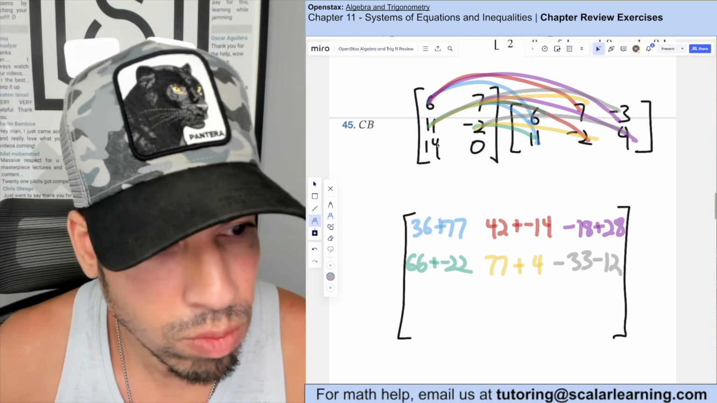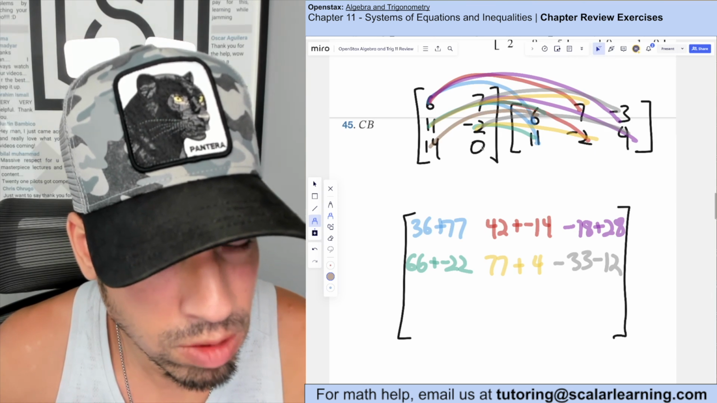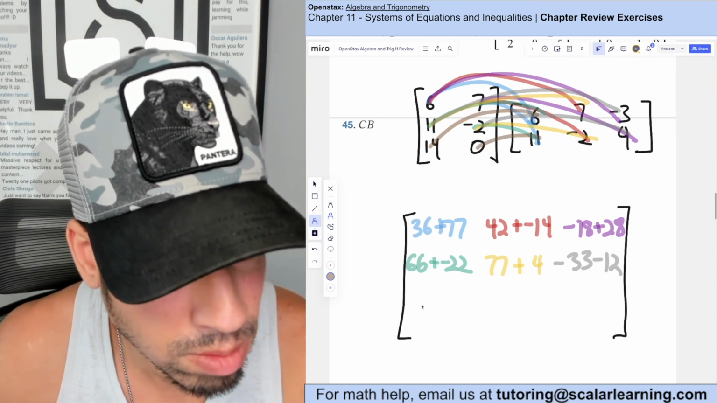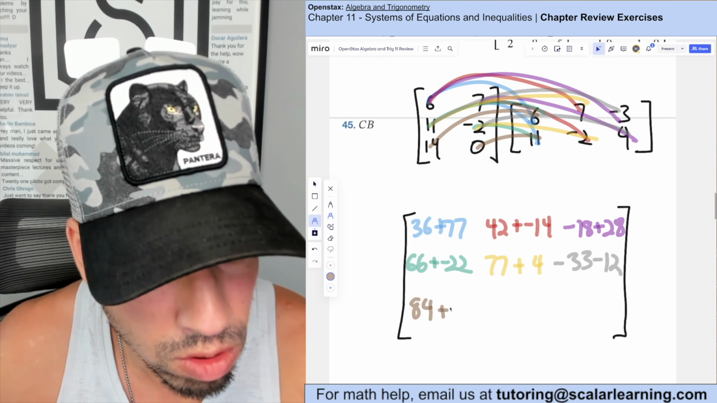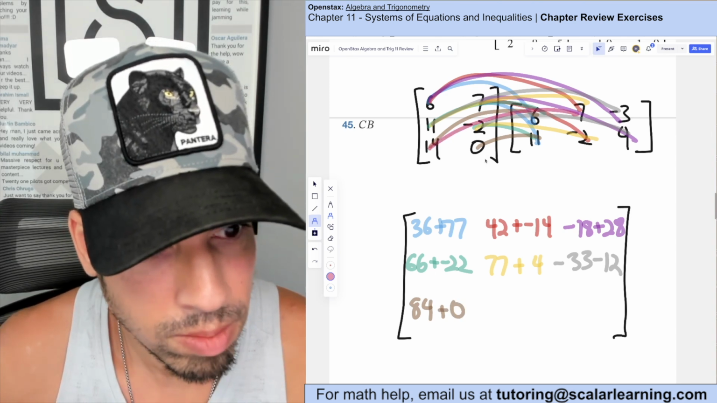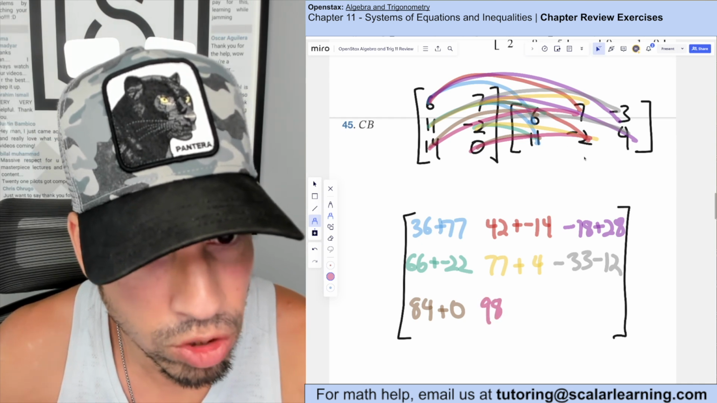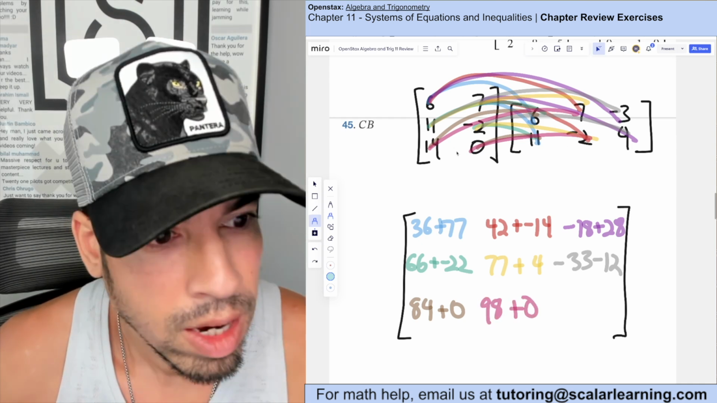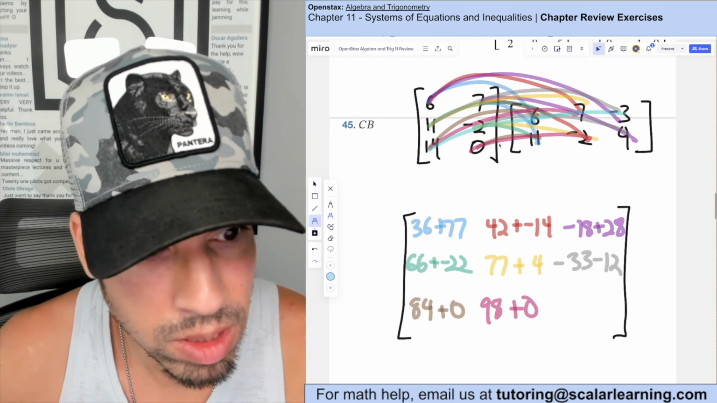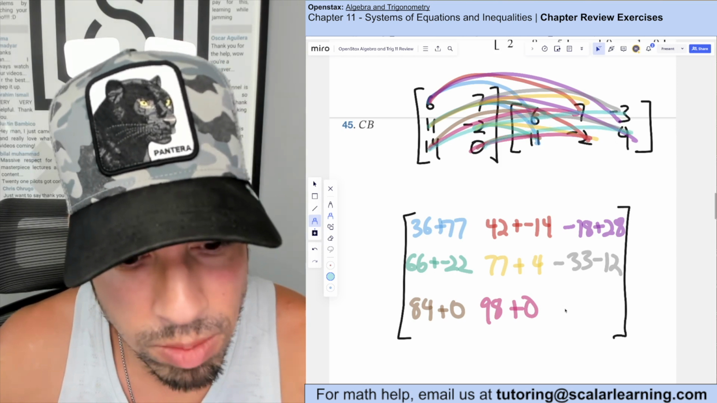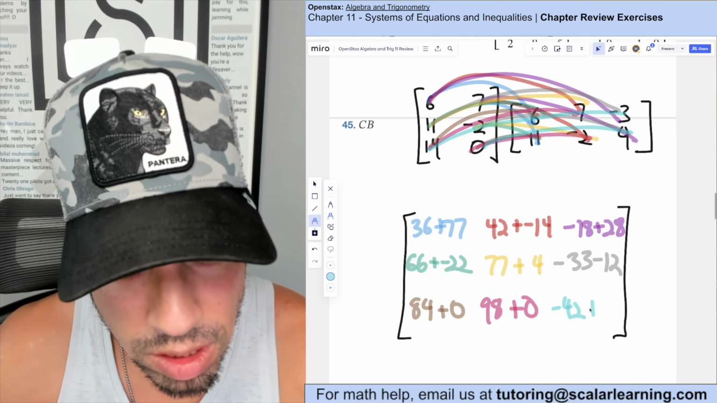Now we're on the last row. Now we do 14 times 6 plus 0 times 11. That is simply 84 plus 0. Next we do this times this plus this times this. 7 times 14 is 98. And again, we have 0, so it's just going to be plus 0. And last but not least, we got 14 times negative 3 plus 0 times 4. 14 times negative 3 is negative 42, and then it's plus 0.